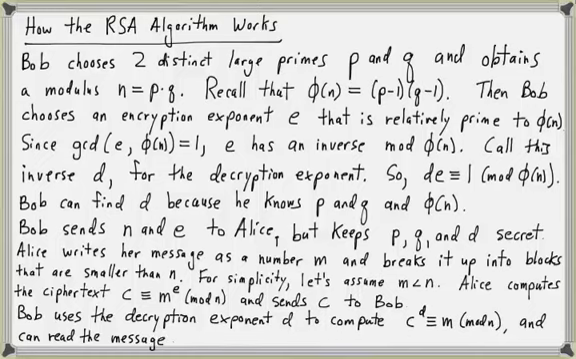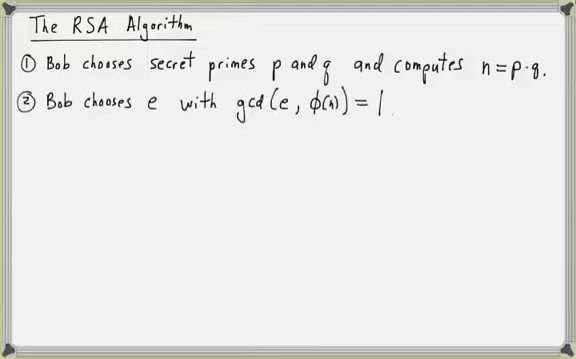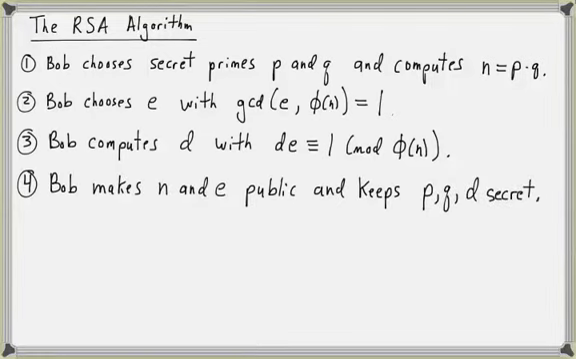So let's summarize this process. So first, Bob chooses secret prime numbers P and Q and computes the modulus N, which is P times Q. Then Bob chooses the encryption exponent E such that E is relatively prime to phi of N. Then Bob computes D, the decryption exponent, which is the multiplicative inverse of E mod phi of N. Bob makes N and E public so anybody can send him an encrypted message, and keeps P, Q, and the decryption exponent D secret.